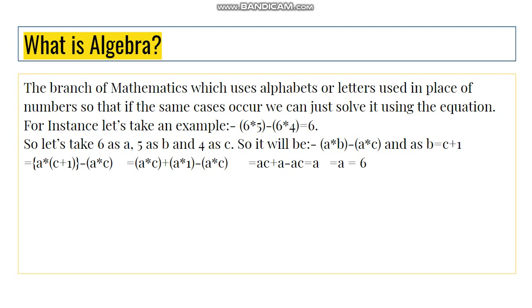So we would get A into C plus A into 1 minus A into C, which equals AC plus A minus AC. So plus AC and minus AC cancel each other and we get A as the answer, and here A is 6, so we get the answer and it is the same.